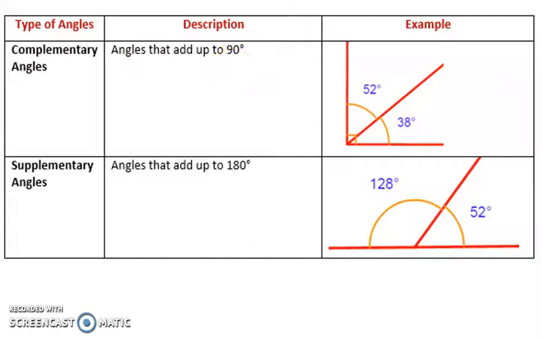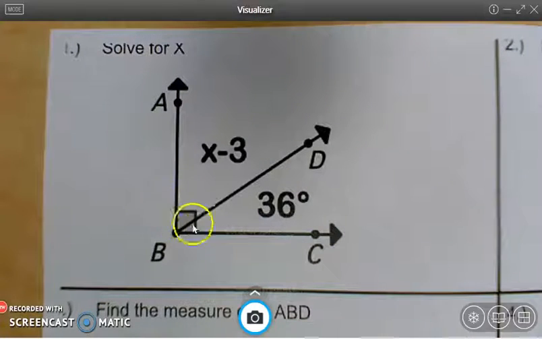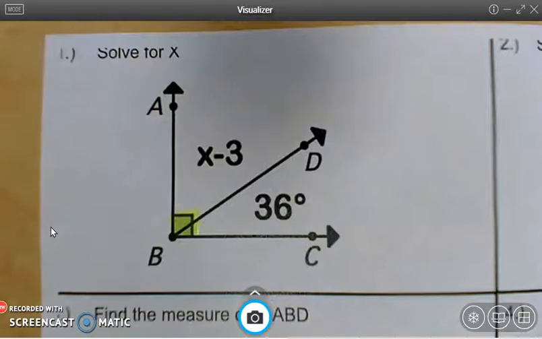All right, we're going to take a look at a couple practice problems with that. Here's one to start with. As you can see right here, we do have a 90-degree mark, so I do know that these are complementary angles. So I'm going to write that down as complementary.